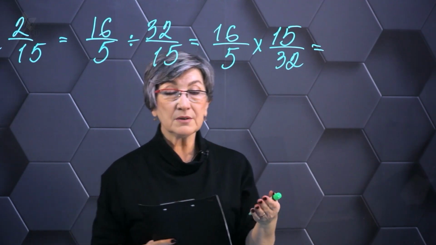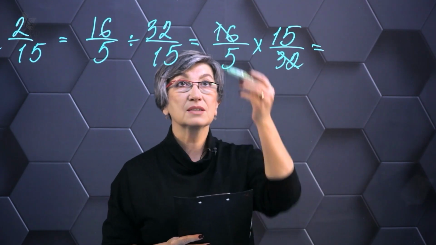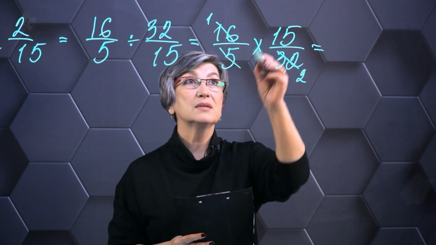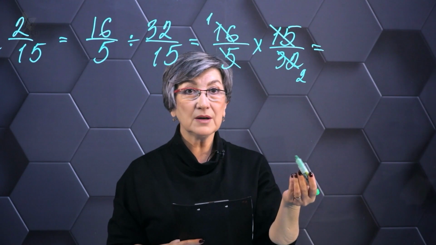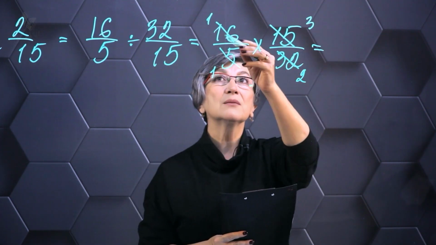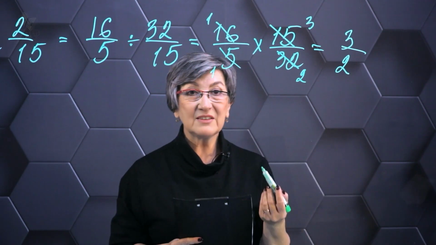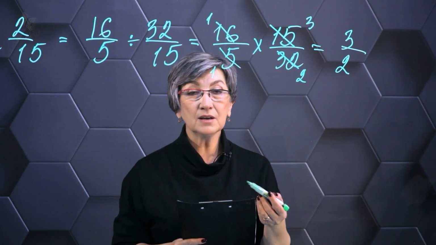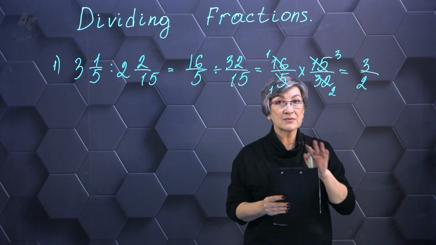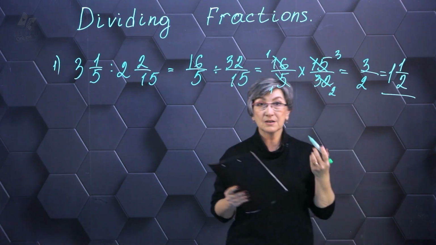In order to multiply 2 fractional numbers, we first reduce. I have 16 and 32 divided by 16. 16 divided by 16 is 1. 32 divided by 16 is 2. 5 and 15 is also reduced by 5, so that makes 1, and here it is 3. We only have to multiply 1 times 3, that will be 3, and 1 times 2, that's 2. The answer is 3/2, but we agreed that we have to convert to a mixed number or reduce it. 3/2 is an irreducible fraction, so I write down 1 whole 1/2, and that will be our answer.